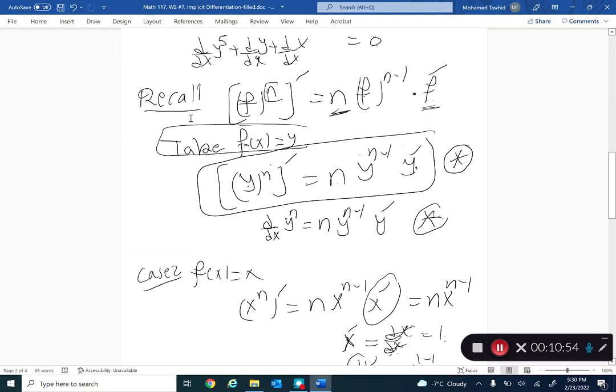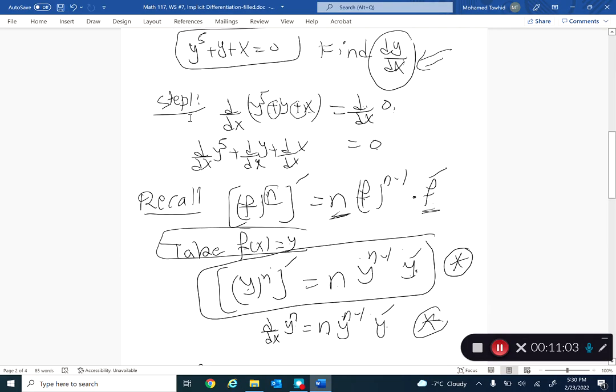I'm going to use star here, which is y to the power n. It will be n, y to the n minus 1 multiplied by y prime. So that is the formula I need to get the derivative. Let me ask you, what is dx by dx? Dx by dx is 1. What is dy by dx? That is the question. They ask you, what is dy by dx? I need to find it.